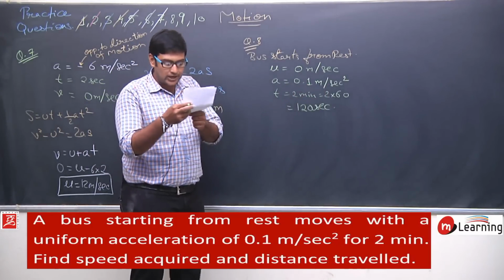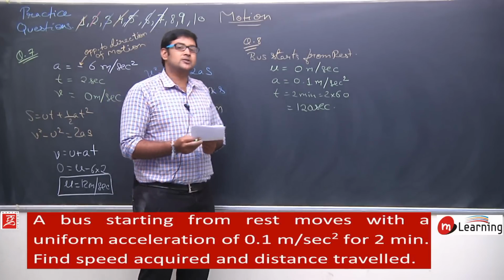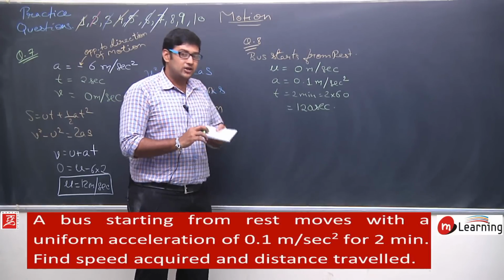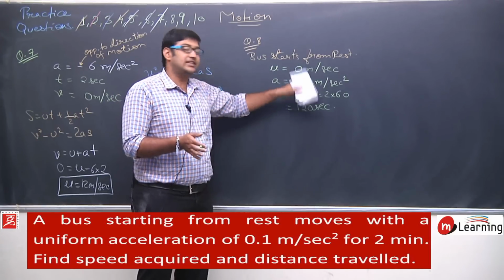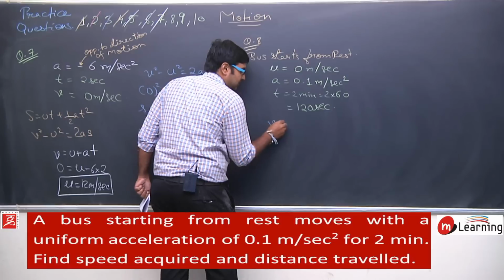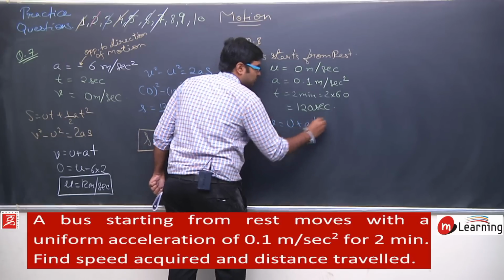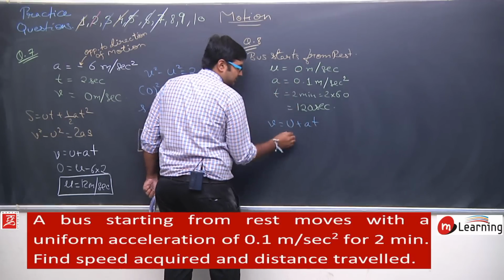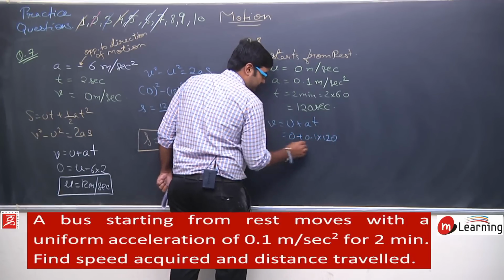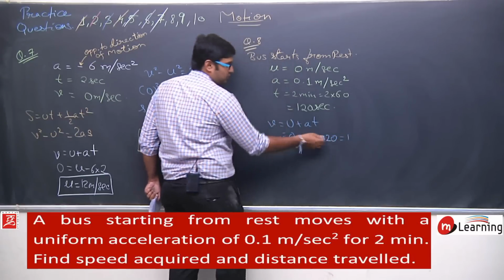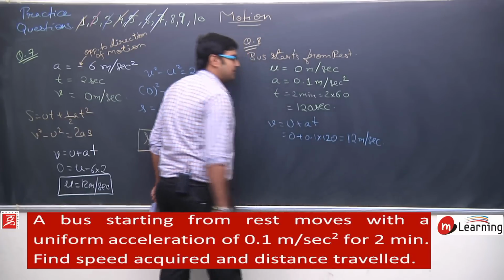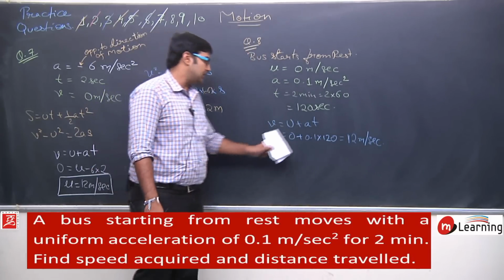Our first task is to calculate the speed that it acquired after 120 seconds and also the distance it traveled during this speed change. Okay, so to calculate the speed, we need to apply the first equation of motion, v is equal to u plus at. What is u? It is 0, plus a is 0.1 into time is 120. So this comes out to be 120 into 0.1 is 12. So this is 12 meters per second. 12 meters per second is the final velocity of the bus.